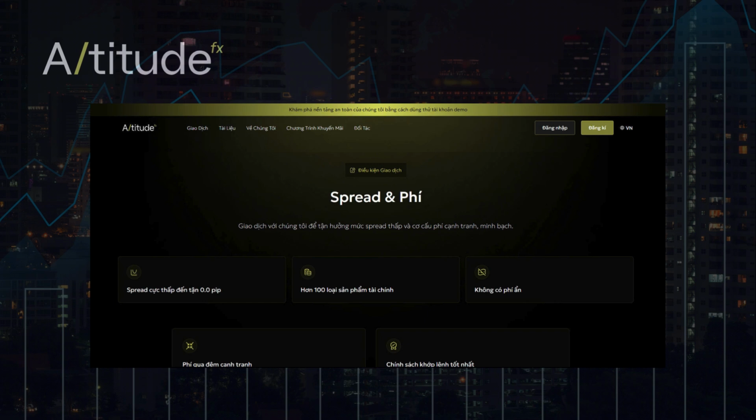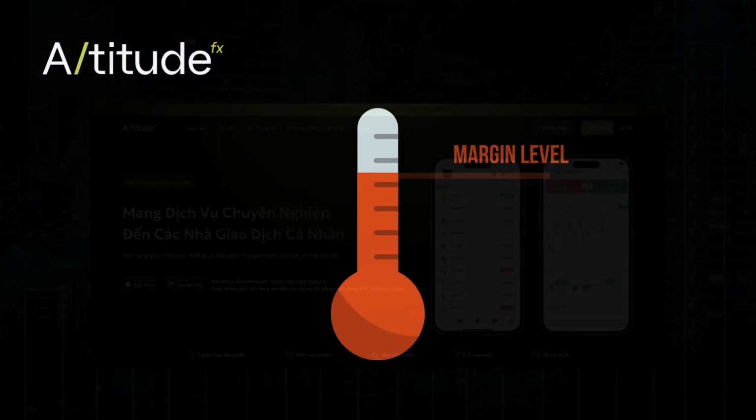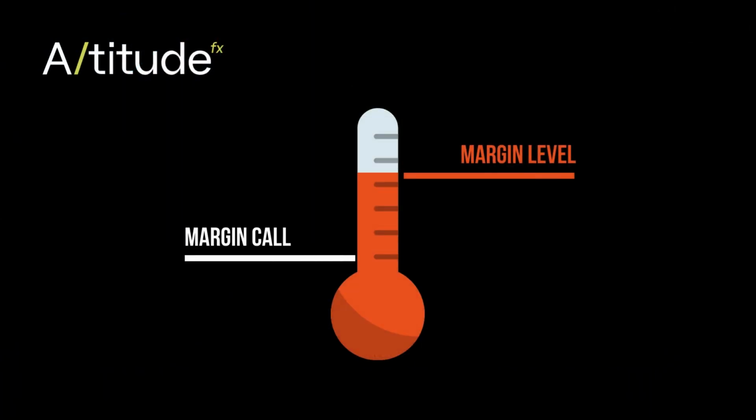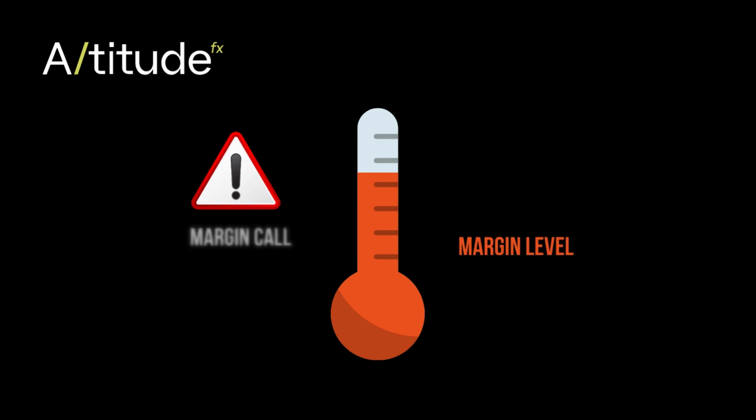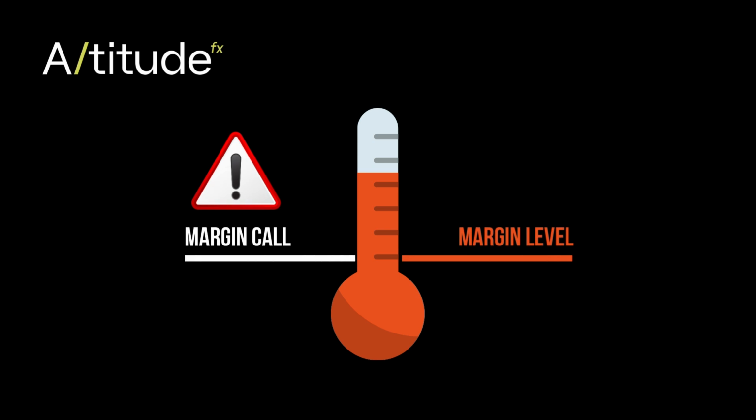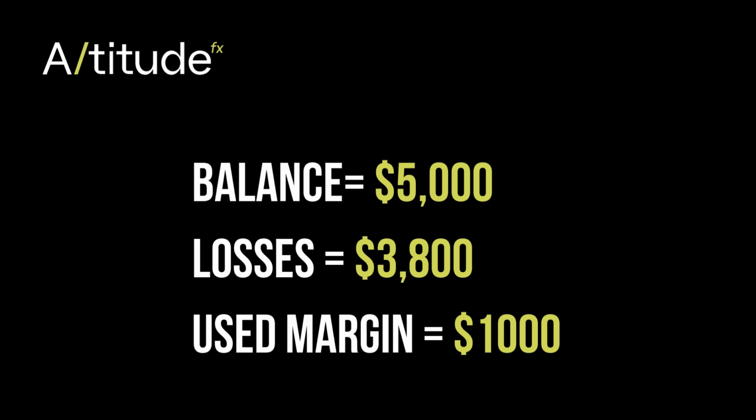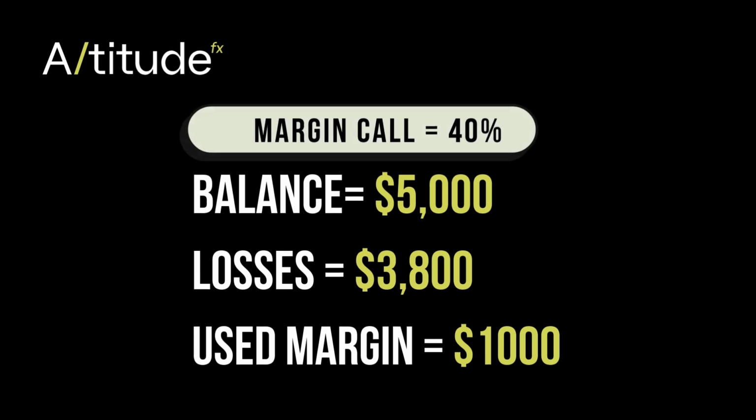When the market is moving against your open positions and the margin level falls to the margin call percentage, you can expect to receive a margin call warning on your device. In other words, it is a warning for the trader that the stop-out level is approaching. In the example here, the trader is getting closer and closer to a margin call.